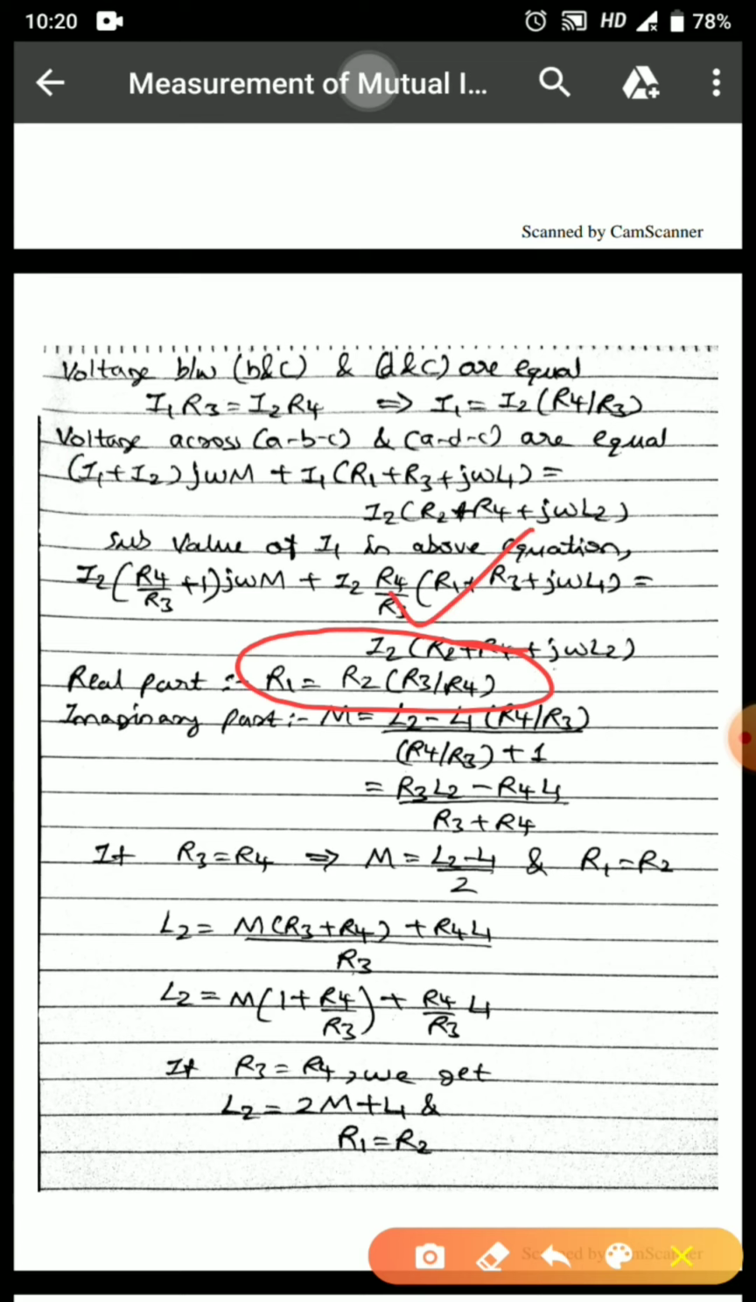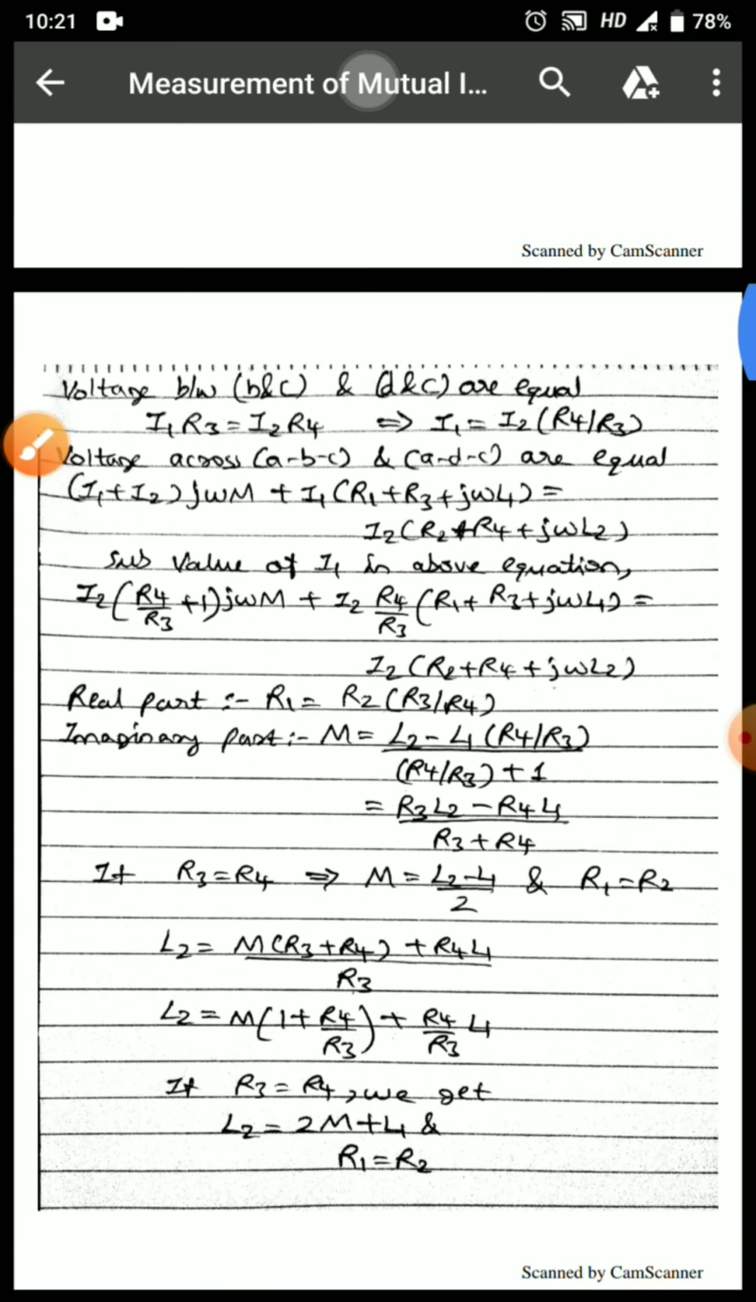So R1 is the non-inductive resistance in the first branch. Now the component that I have to derive is the mutual inductance M. Separating the imaginary part from this expression, I get M is equal to L2 minus L1 into R4 by R3. Simplifying it further, this is the expression of M that I am getting. So I can write it as R3 L2 minus R4 L1 divided by R3 plus R4.